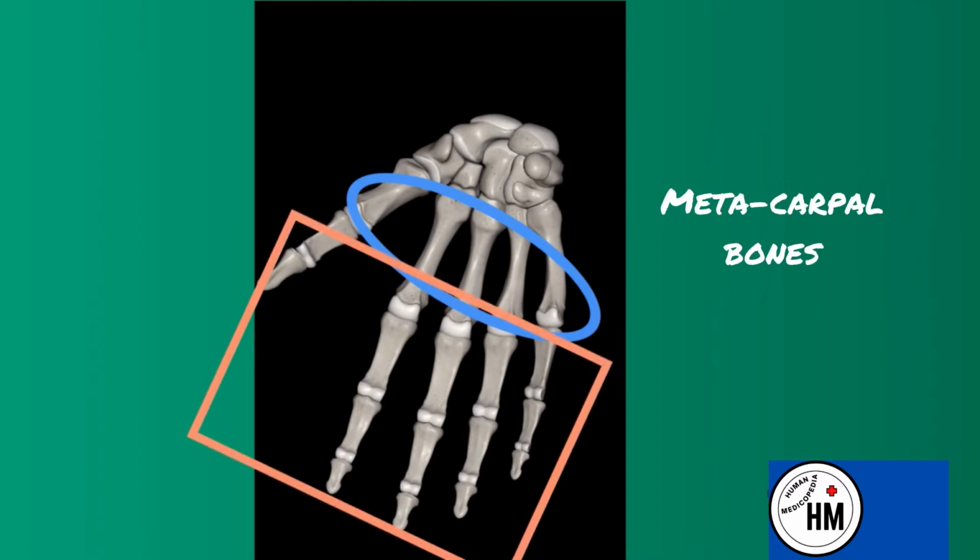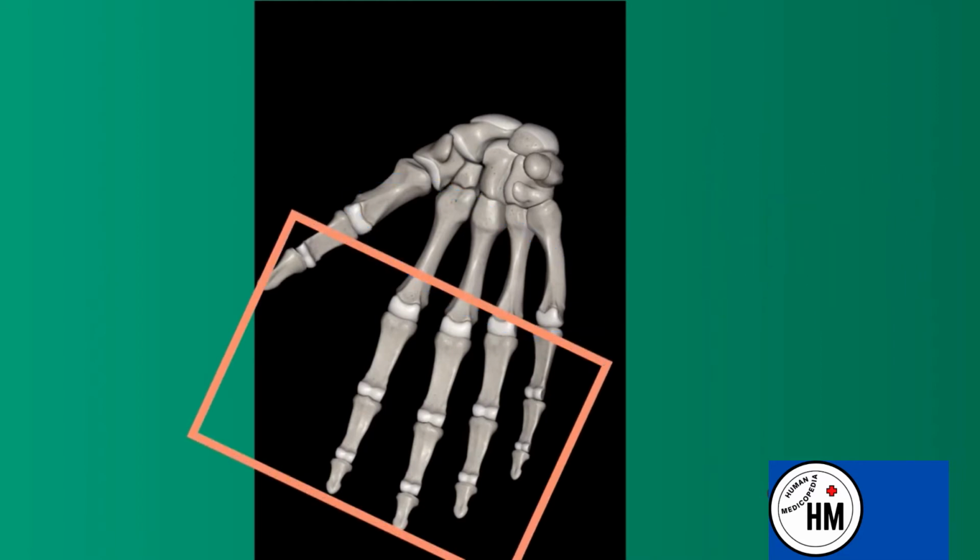These are phalanges that form fingers. Each finger has 3 phalanges, but only thumb has 2 phalanges. The middle phalanx is absent in the thumb. Phalanges are interconnected with interphalangeal joints.